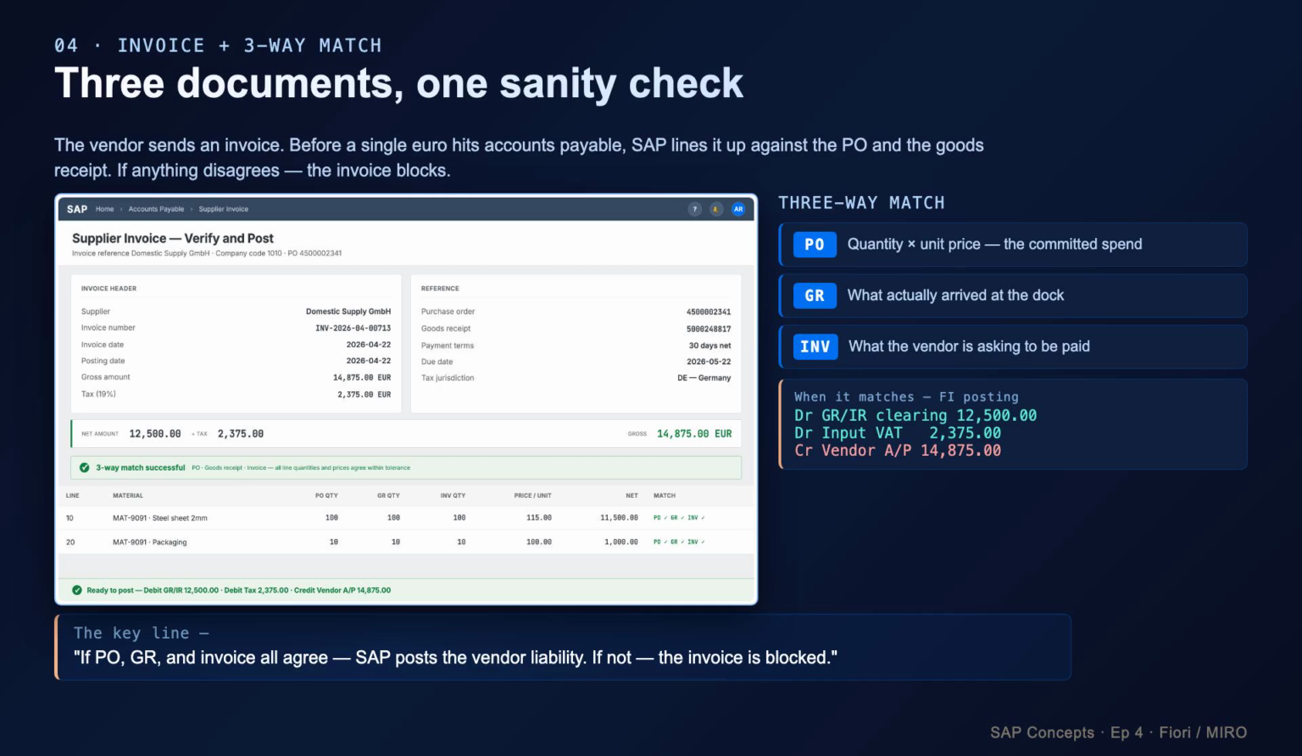Debit GRIR, that placeholder we created at goods receipt. Debit input VAT. Credit vendor accounts payable. If anything disagrees, the invoice is blocked. Nothing hits AP until it is resolved.